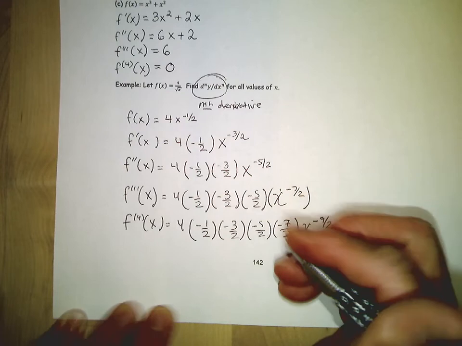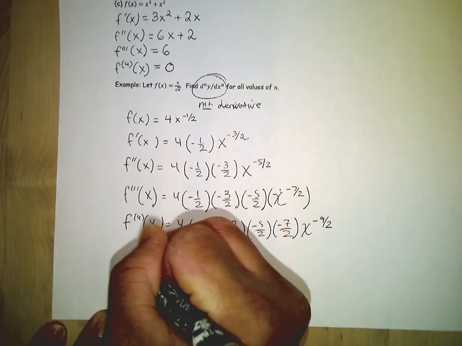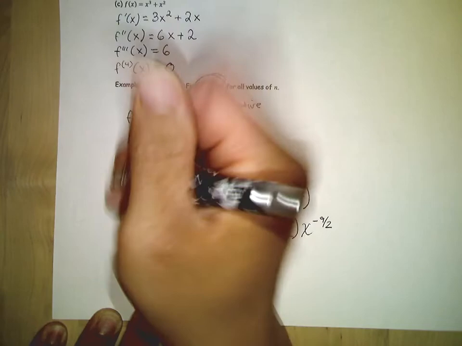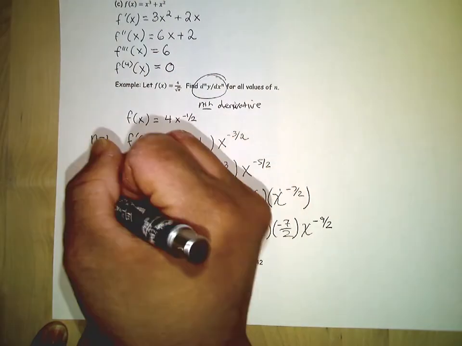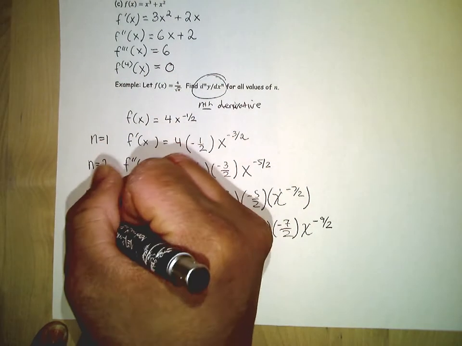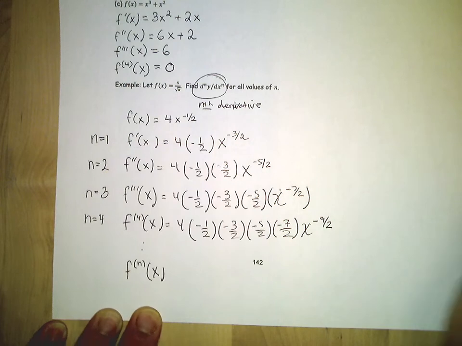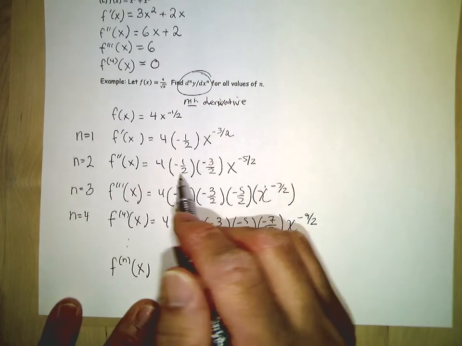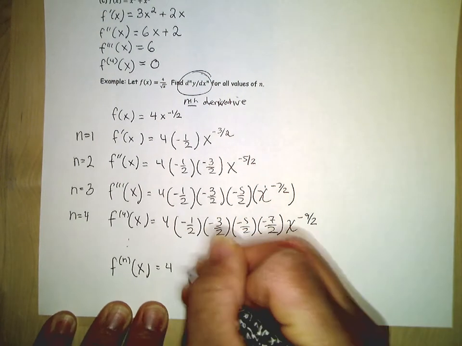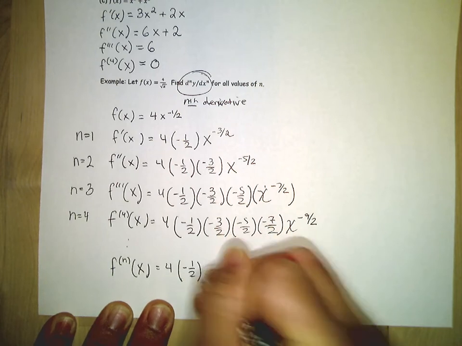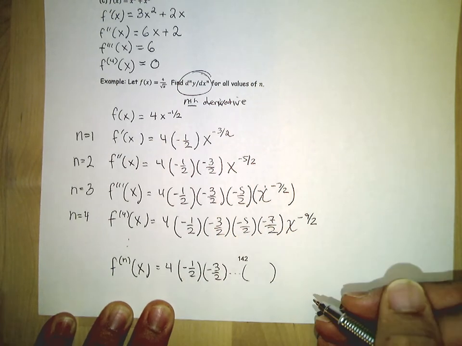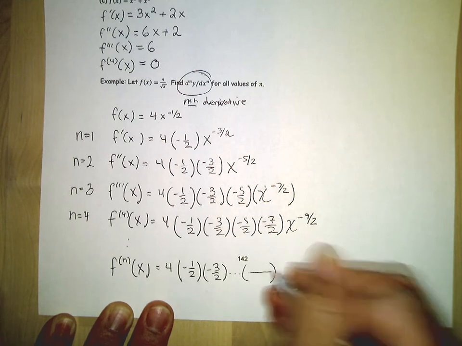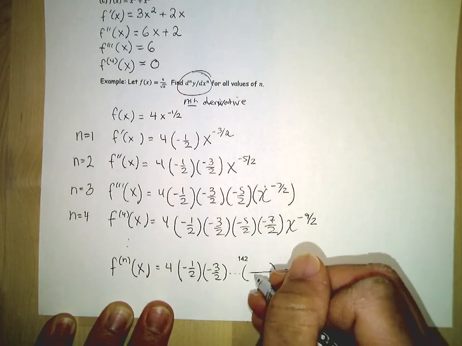And then we want the nth derivative. So this is n equals 1, first derivative, n equals 2, second derivative, n equals 3, third derivative, n equals 4, fourth derivative. Then look at the pattern here. We know this is going to be 4 times negative 1/2 times negative 3/2. And then I need to figure out how many of these to multiply by, and then what power the x will be to.